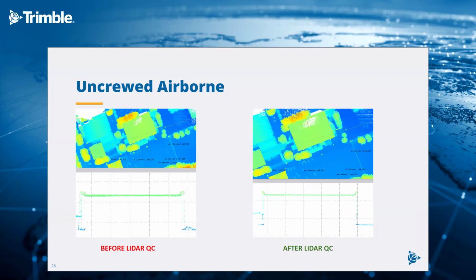And here's another example for the uncrewed airborne segment. Same thing, a cross section through the building that you can see there on the left side. Kind of noisy data, especially on the roof. If you look on the right side now, you can see the clear structure of the roof after LiDAR QC, in addition to the straight lines of the wall.